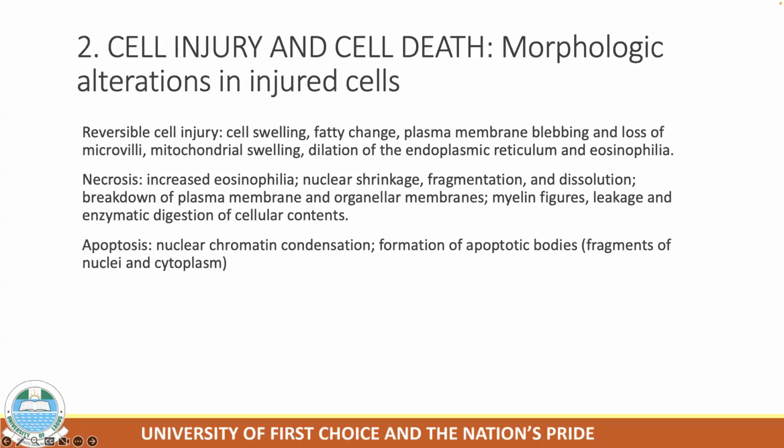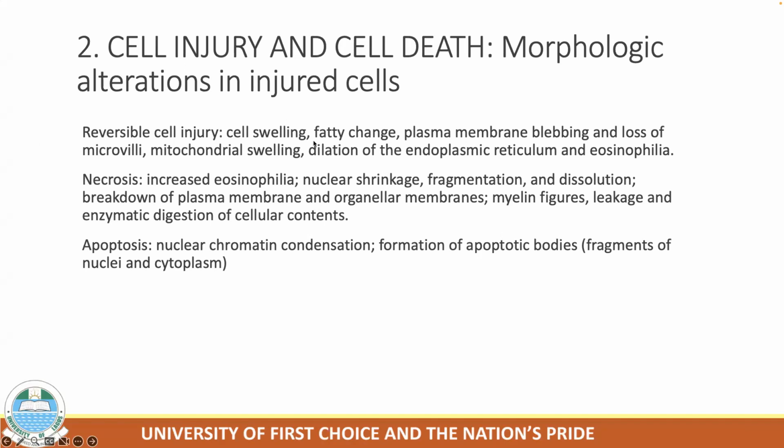Reversible cell injury can still have this kind of features. Some of the morphological or the broad cell changes can include cell swelling, fatty changes, plasma membrane blebbing. That's the plasma membrane swells, and there's also loss of microvilli, mitochondrial swelling, dilation of the ER and eosinophilic clumping as well. Now, these can be features. When you see these features and no more, we can still say it's reversible cell injury.